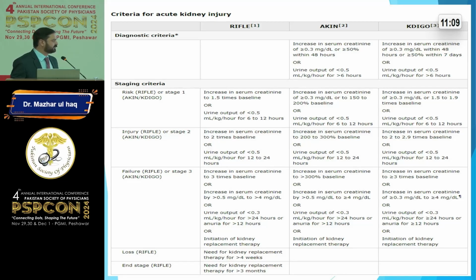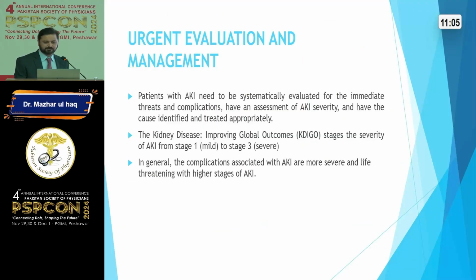This is the stage where you will initiate renal replacement therapy as well. When the patient comes to you, you will have to systematically evaluate for immediate threats and complications. You will have to assess the severity of AKI, and then identify the cause and treat properly. So the KDIGO stages the severity from mild to severe, and the complications are more severe and life-threatening with more advanced stages of AKI.